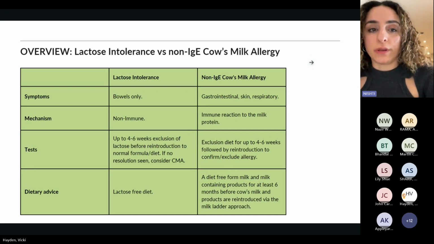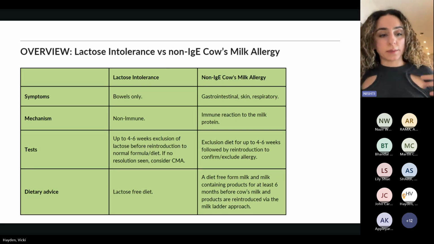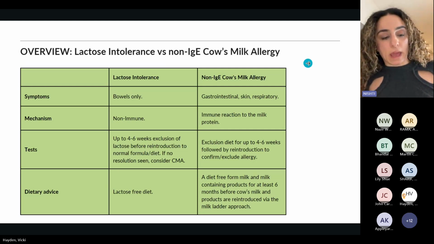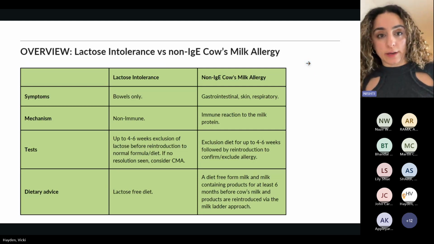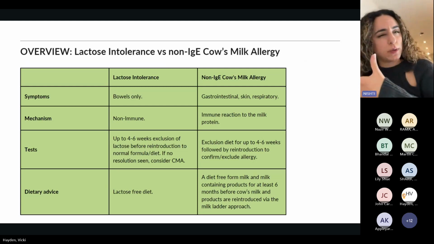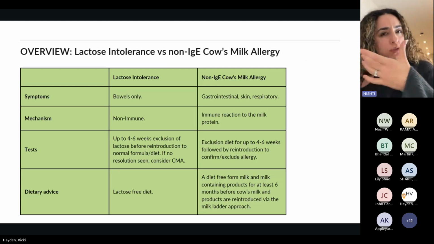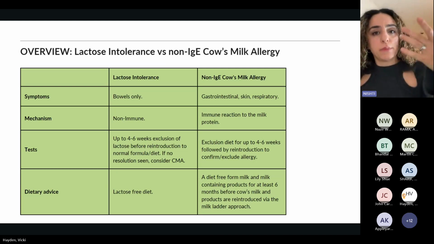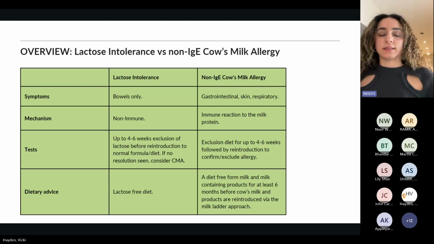So lactose intolerance affects the bowels only. So if you have a child with atopic eczema and loose stools, then perhaps it is pointing towards maybe cow's milk allergy more so than lactose intolerance, because non-IgE will affect, as I said, the gastrointestinal tract, skin, and the respiratory tract.